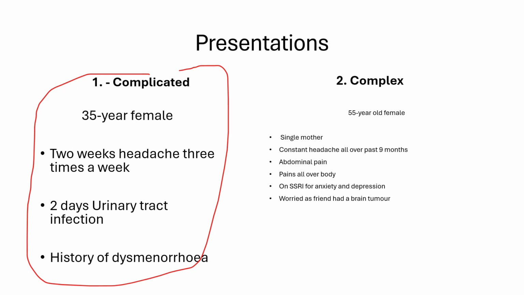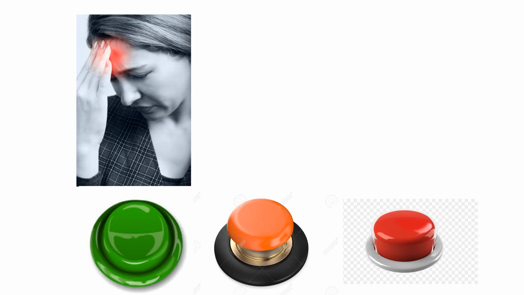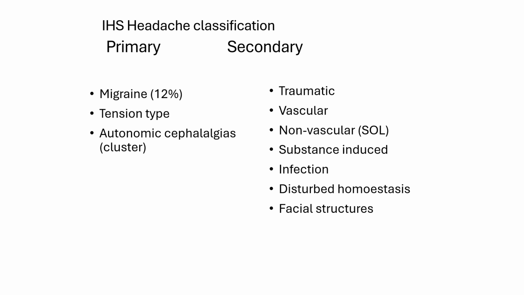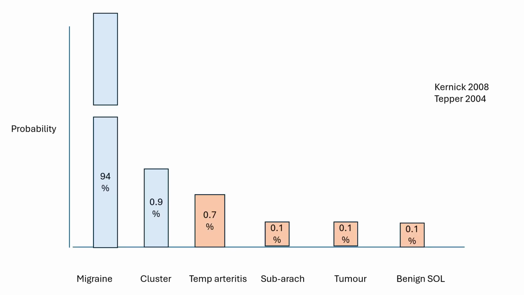So let's look at this acute presentation, how we're going to manage it. We've got 3 buttons to press, bearing in mind our International Headache Society classification, and also bearing in mind that in all settings, over 90% of people will have migraine, and in general practice it's going to be probably about 95% plus. Going back to our predictive brain, this is our prior probability of what we're going to be seeing, just reflecting the fact that migraine is the most common.